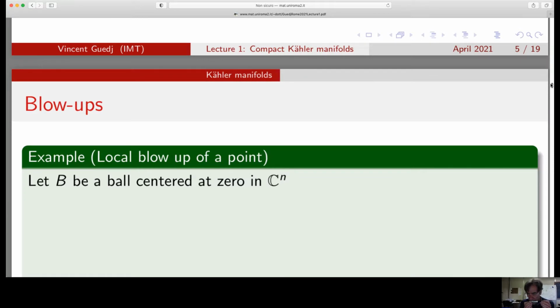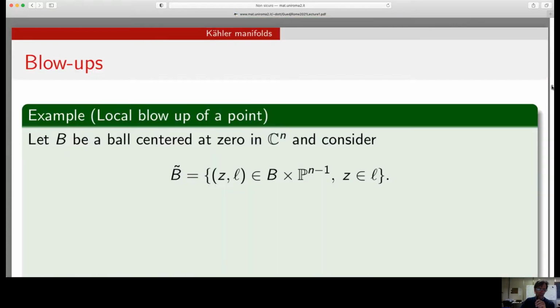Now take a ball B in Cn. This is also a Kahler manifold because it's an open set in Cn. And you do the blow up. What is the blow up? The blow up is the subset of the product B cross P^(n-1), (z, L), such that z belongs to L. So this becomes a complex submanifold. You can check easily that it is a complex submanifold of the product B cross P^(n-1).